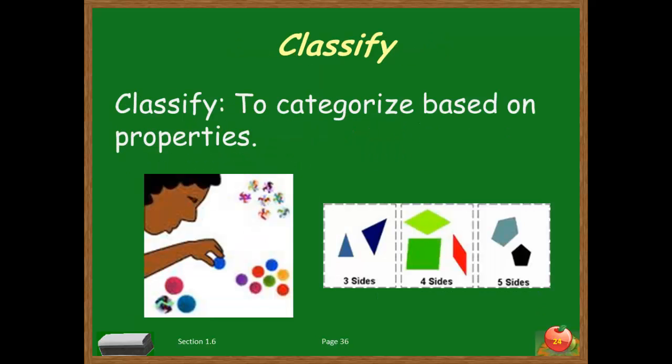Classify. To categorize based on properties. This child is classifying these objects by round and not round. She is putting them in different categories. Here, the shapes are categorized or classified by sides. This has 3 sides. These have 4 sides. These have 5 sides. This is to classify.